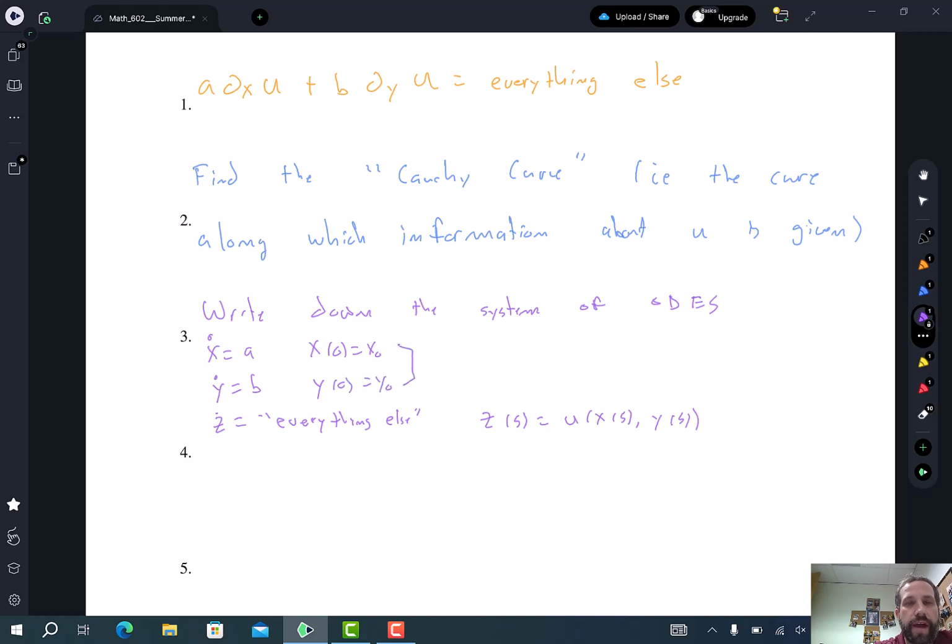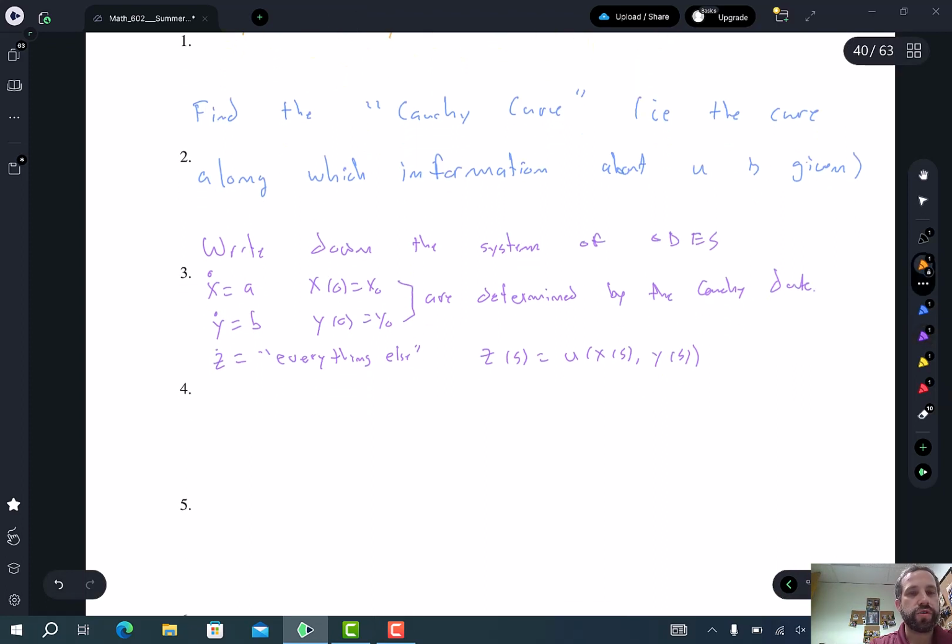The exact form of x naught and y naught are determined by the Cauchy data. So for example, if I'm looking along the x-axis, y naught would be 0 and x naught would just be a generic x naught. If I'm looking along the y-axis, it'd be the other way around. If I'm looking along the line y is equal to x, I might have x of 0 equals x naught and y of 0 equals x naught as well.